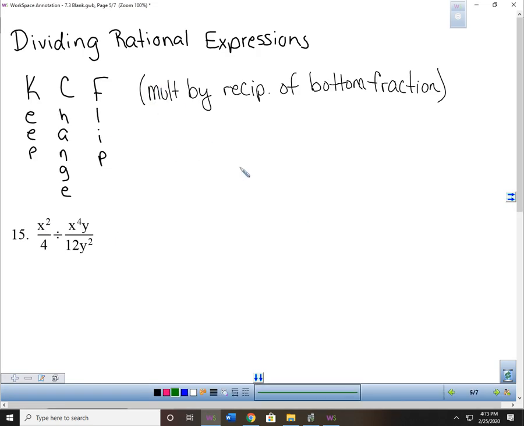All right, so dividing is kind of the same, so we're going to kind of throw back to middle school to the keep, change, flip, also known as multiplying by the reciprocal. So if I am taking two fractions and dividing them, I will keep the first fraction or the one on top, because you could also write this as x squared over 4, and then on the bottom, x to the 4th y over 12y squared. So I would keep the top fraction, in this case the front fraction, change division to multiplication, and then I would flip the one that's on the bottom, or this second one.